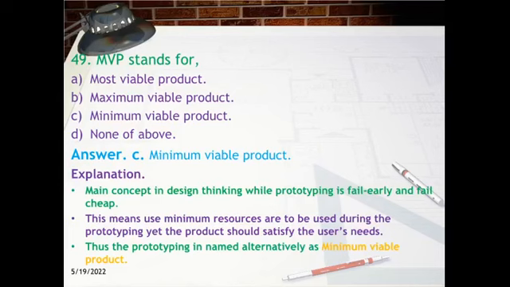49. MVP stands for Most Viable Product. Maximum Viable Product. Minimum Viable Product. None of above. Answer. C. Minimum Viable Product. Explanation. Main concept in design thinking while prototyping is fail early and fail cheap. This means minimum resources are to be used during the prototyping, yet the product should satisfy the user's needs. Thus the prototyping is named alternatively as minimum viable product (MVP).